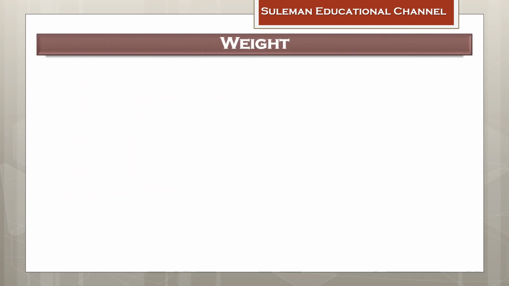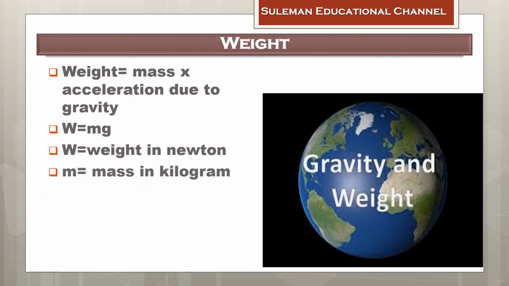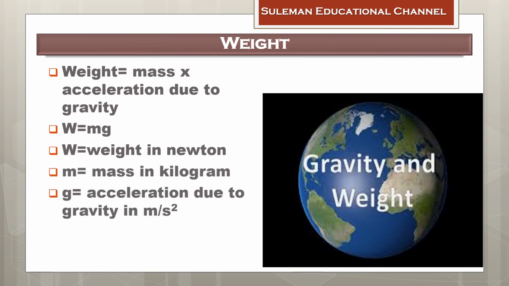Now we will talk about the formula for weight. The formula for weight is equal to mass into acceleration due to gravity. The formula can be written as W is equal to m into g, where W is the weight in Newton, m is the mass in kilogram, and g is the acceleration due to gravity.